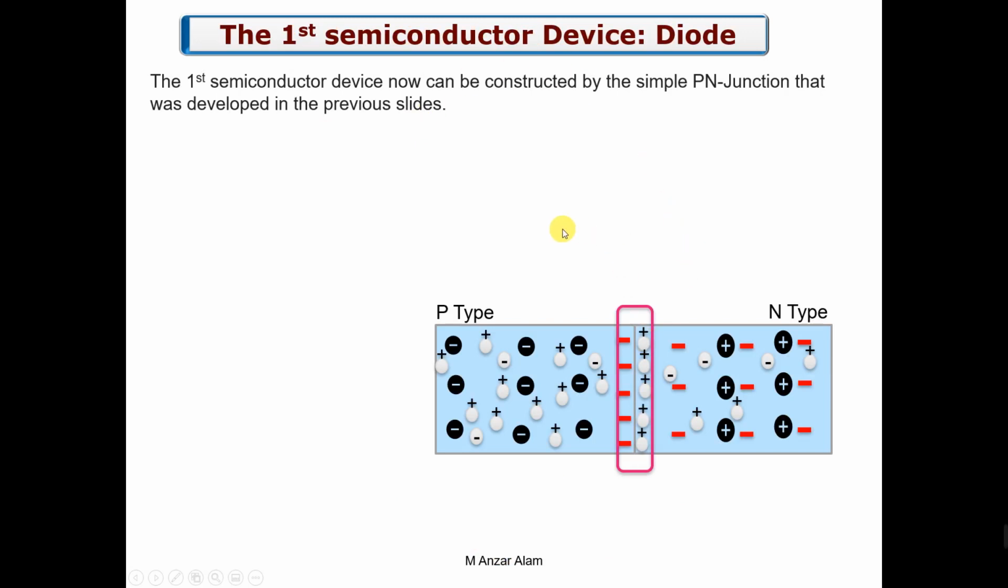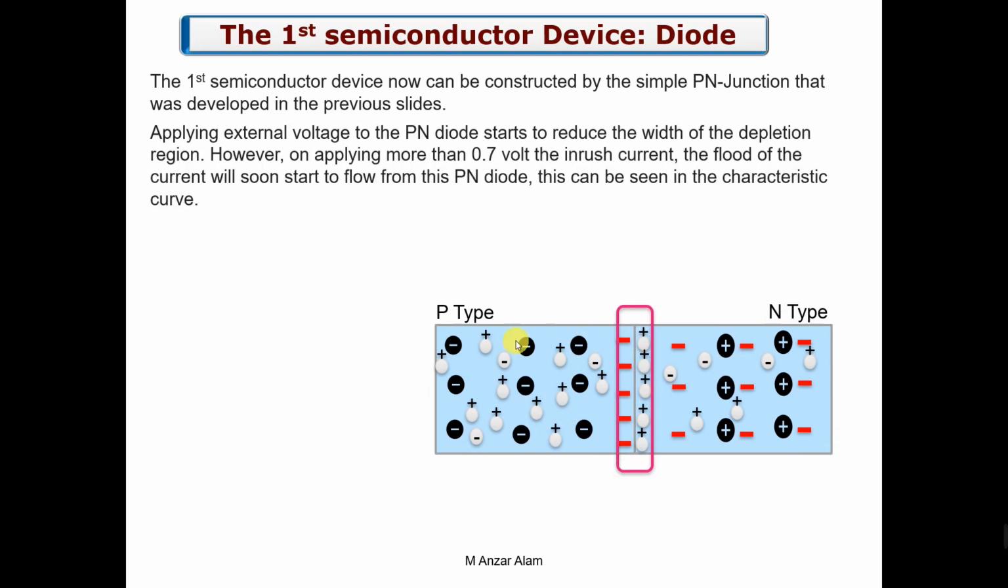So yes, this is the p-n junction. This is known as the diode. The diode can be made by this simple p-n junction, and in between it has a potential barrier or thin layer. So how can we make a flow of current? We can apply an external voltage here.